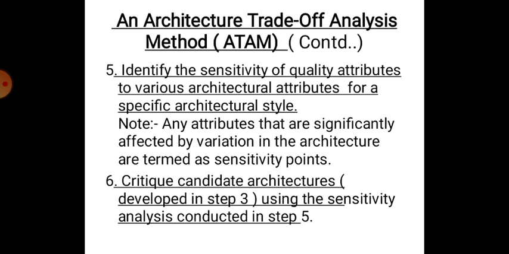Point number 5. Identify the sensitivity of quality attributes to various architectural attributes for a specific architectural style. Note, any attributes that are significantly affected by variation in the architecture are termed sensitivity points. So students, there are a number of attributes that you very well know. So variation in any attribute, if it affects the architectural design, is called a sensitivity point.